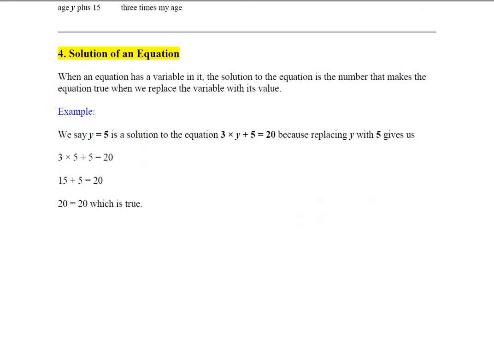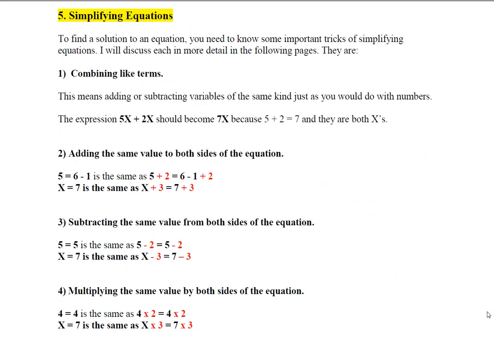Let's go on to the next page, simplifying equations. Now, in order to solve any equation, I need to simplify it first. And we have a few points we want to discuss here. Number 1, very important, is to combine like terms. So all the x's can be added, all of the y's can be added.